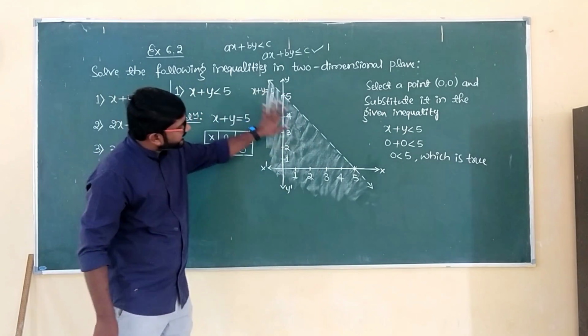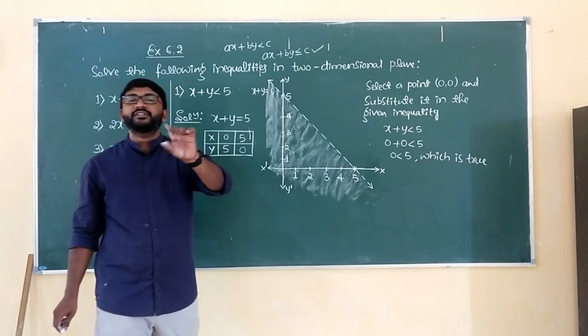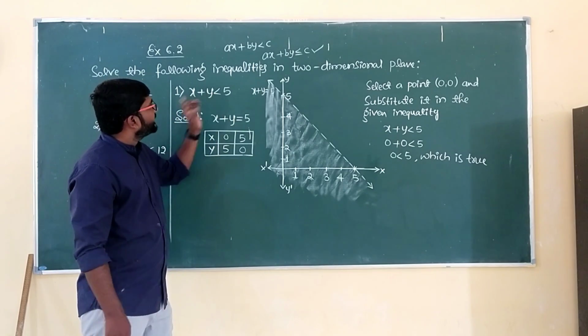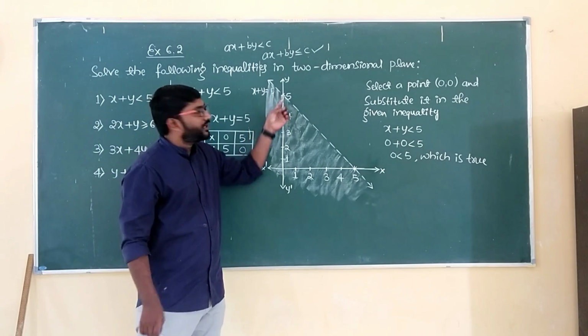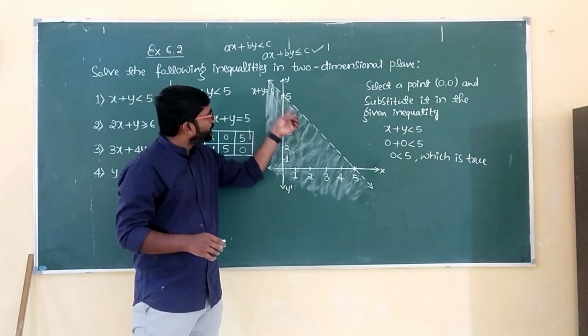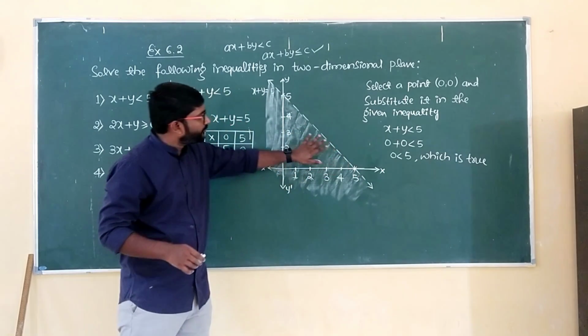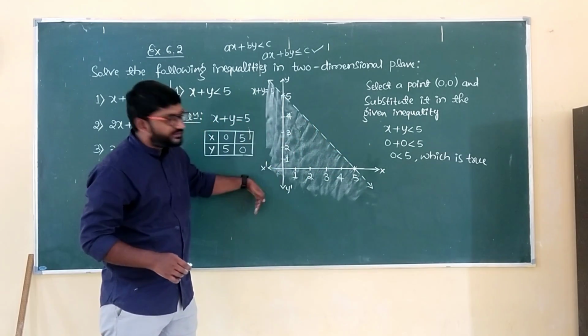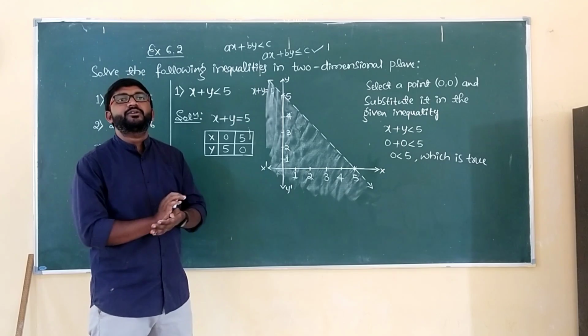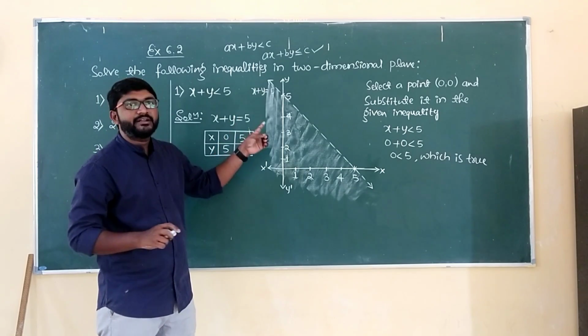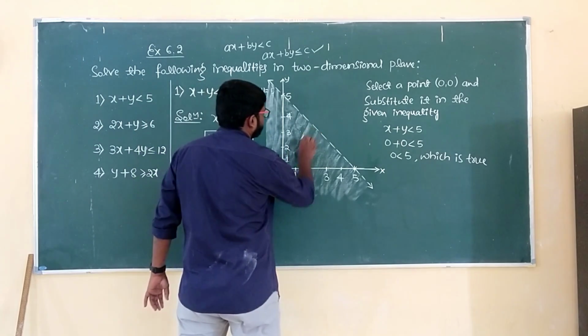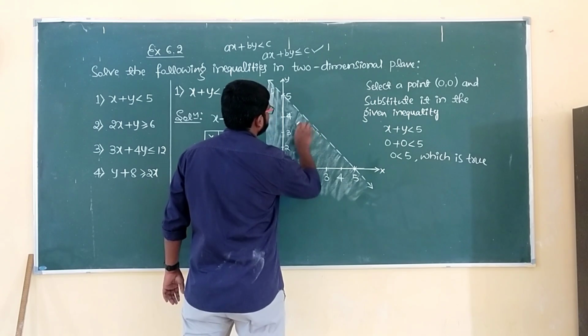So this shaded region is going to be the solution region. It is a strict inequality. That means we should not consider any point on this line. So whatever the points you consider below this line, all those points are going to satisfy the given inequality. So this is the shaded region. We will have to shade like this.